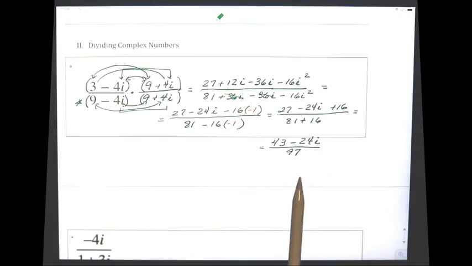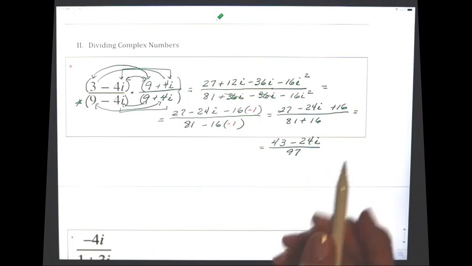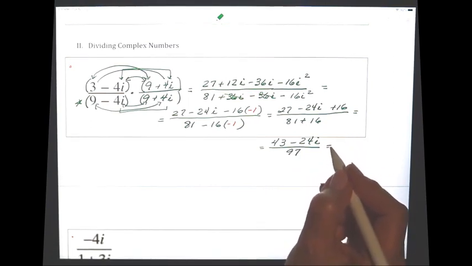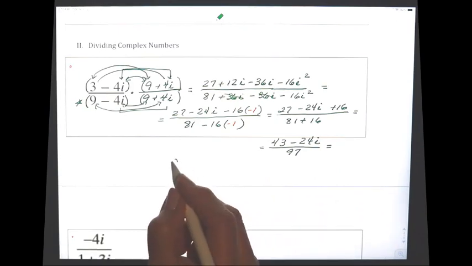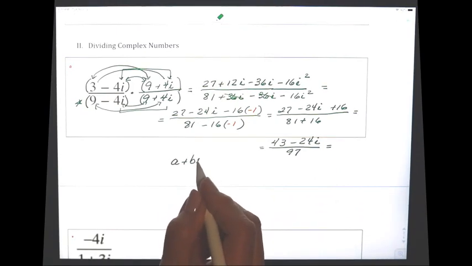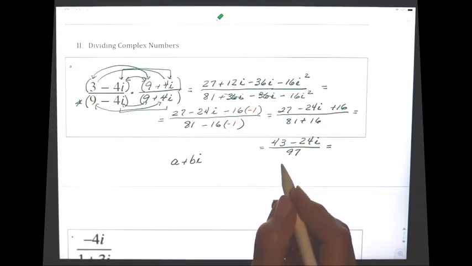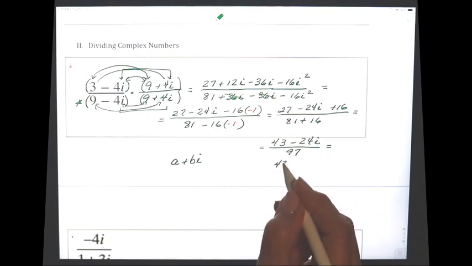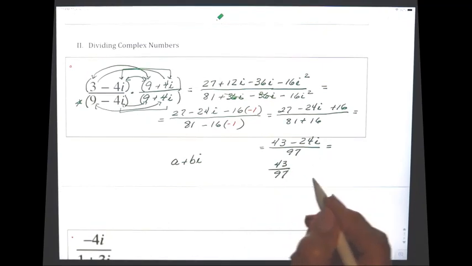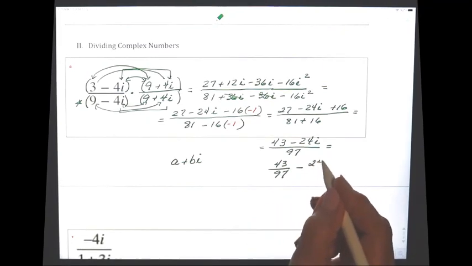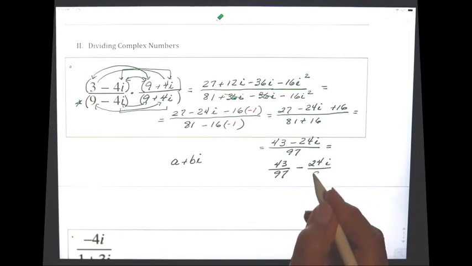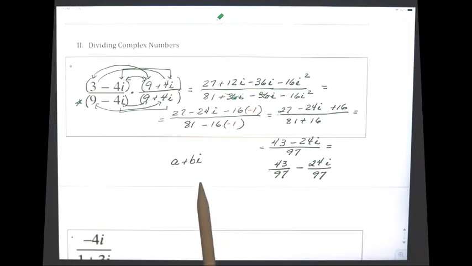Now, it's tempting to stop there, and generally that would be an acceptable form of the answer, but sometimes the instructions will ask you to put it in a plus bi form, or real part and imaginary part. So if you're asked to do that, you want to split out the 43 over 97 for the real part, and then the minus, and then the 24i over 97 for the imaginary part. So always check your instructions. If it wants it in this a plus bi form, you want to split it up into two separate quantities.